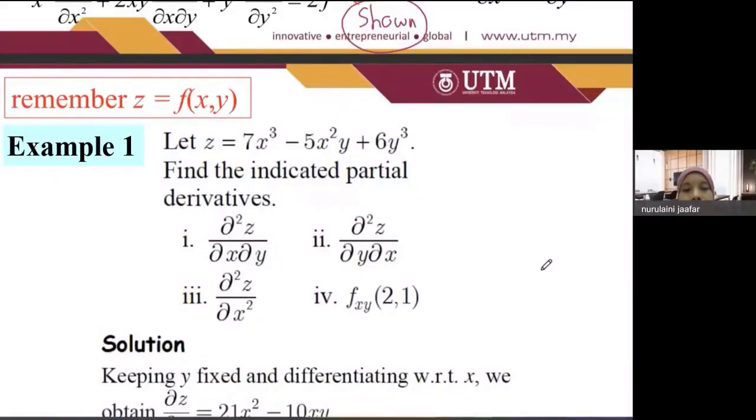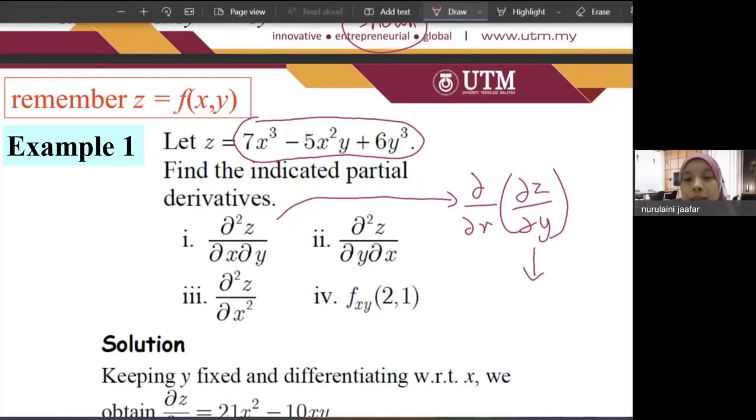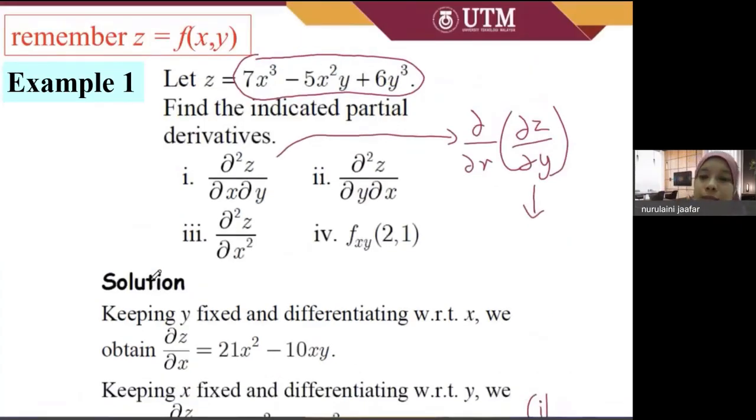Alright, the question is z equals 7x to the power of 3 minus 5x squared y plus 6y to the power of 3. The question asks to find del square z, del x, del y. So we have to remember this equation. Remember, differentiate inside the bracket first. So you will differentiate del z, del y first, with respect to y.